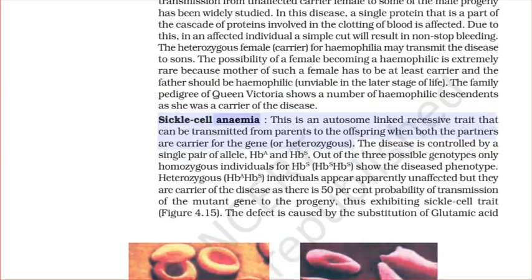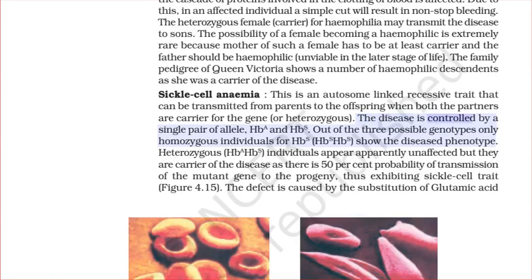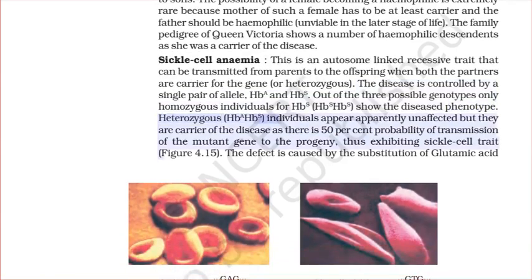Sickle cell anemia. This is an autosome-linked recessive trait that can be transmitted from parents to the offspring when both the partners are carriers for the gene or heterozygous. The disease is controlled by a single pair of alleles, HBA and HBS. Out of the three possible genotypes, only individuals homozygous for HBS show the diseased phenotype. Heterozygous HBA/HBS individuals appear apparently unaffected, but they are carriers of the disease as there is 50% probability of transmission of the mutant gene to the progeny, thus exhibiting sickle cell trait.